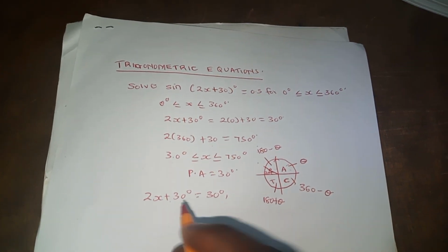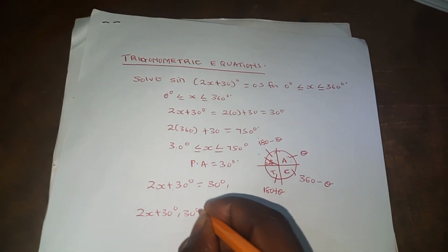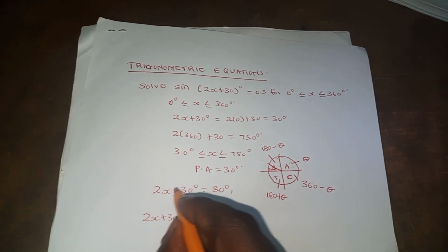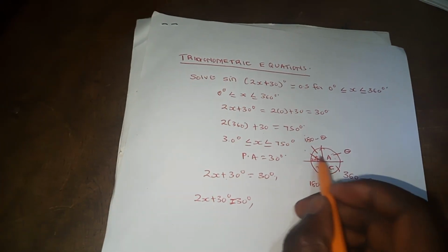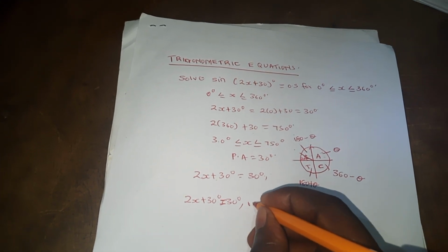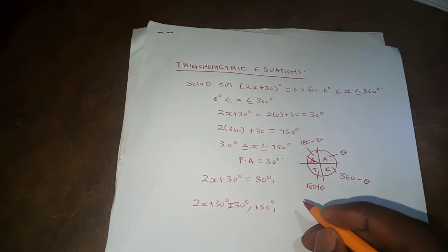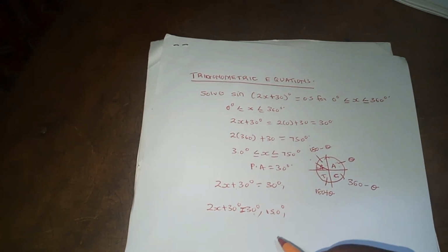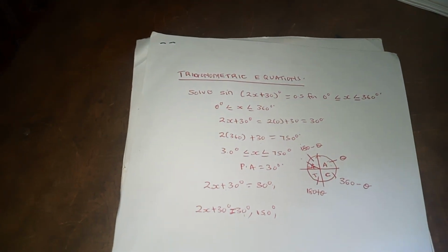So when you're selecting the angles, you're going to have 2x plus 30 degrees. We said the first angle will be 30 degrees, this one here. So you come and take 180 minus 30 degrees. That gives me 150 degrees. So these two angles will assist us to read all the other angles.